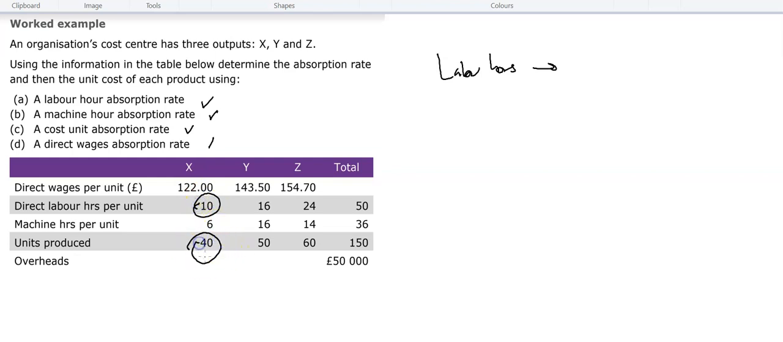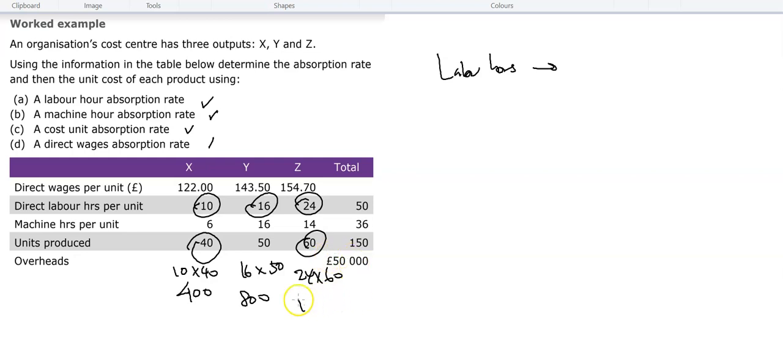You're making 40 units. So in effect, you will have 400 labor hours here, right? Because if you have 10 hours for every unit and you make 40 units, you will have 400. 10 times 40. And here, if you have 16 hours per unit and you have 50 units, you will have 16 times 50, which gives us 800 hours. And here you will have 24 times 60, and you will have 1440 hours.